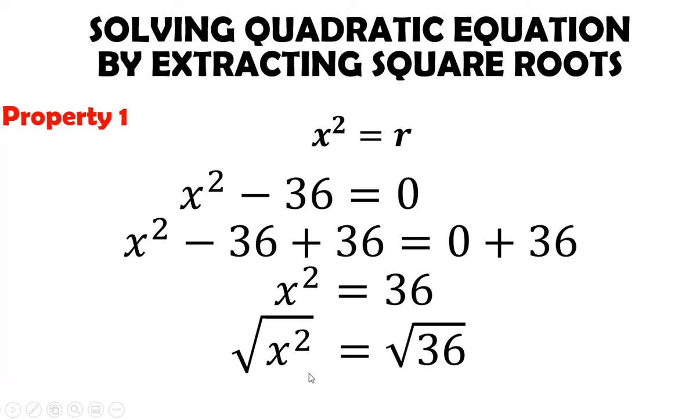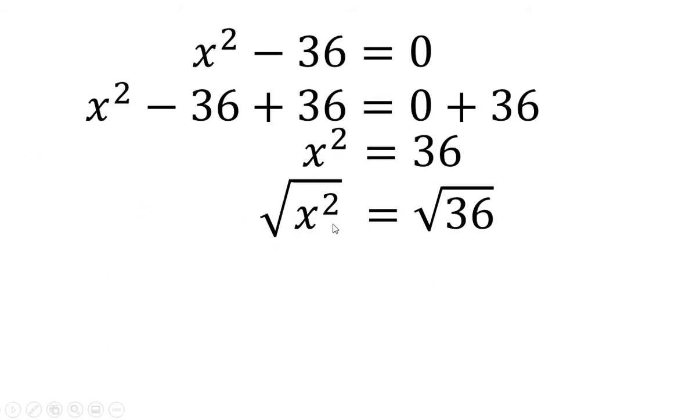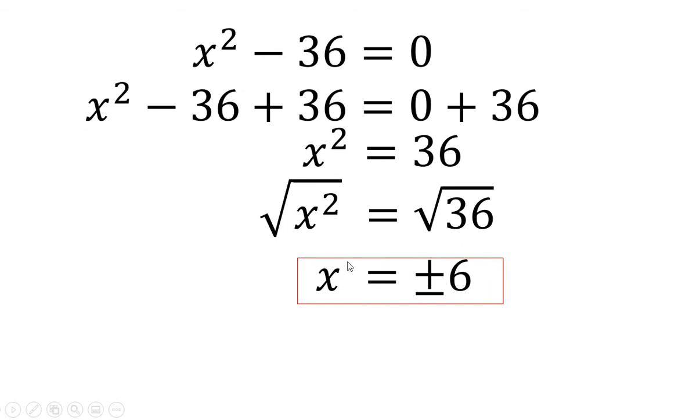So, we have the square root of x squared equals the square root of 36. In here, you find x: the square root of x squared is x, and the square root of 36 is positive and negative 6. So, extracting the roots, if we get the square root, we get the two signs, the positive and negative 6. So, after this one, we have the two values of x.